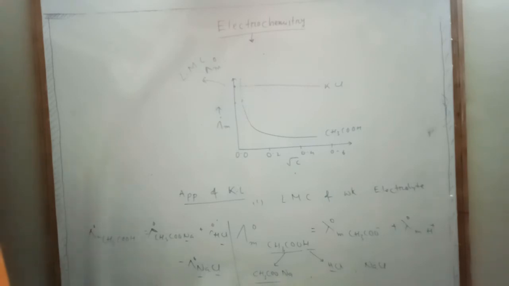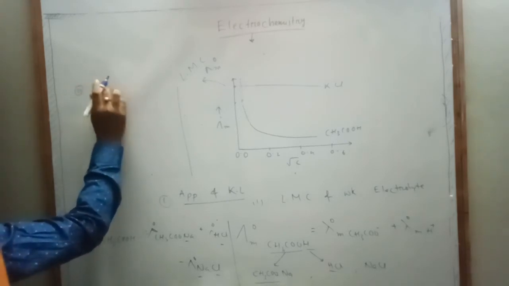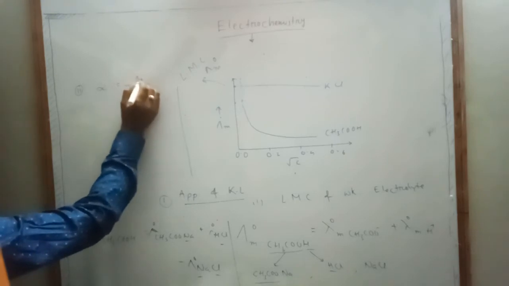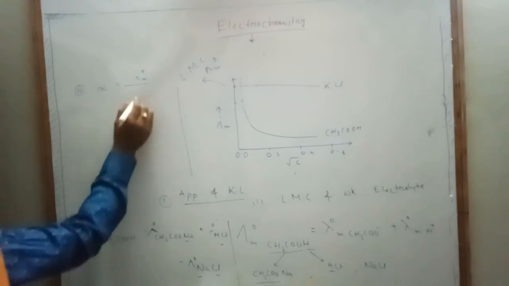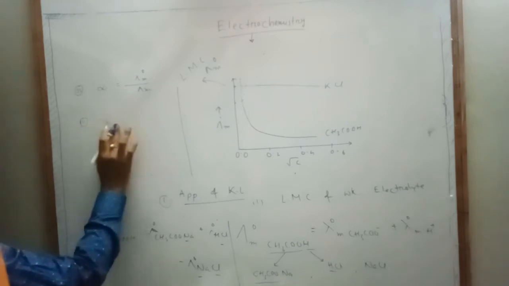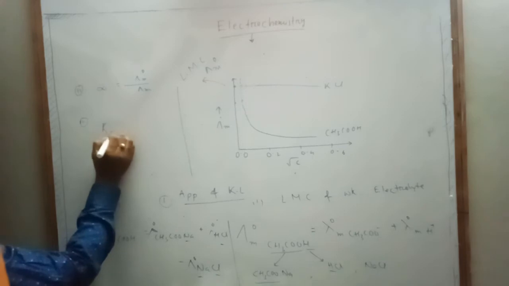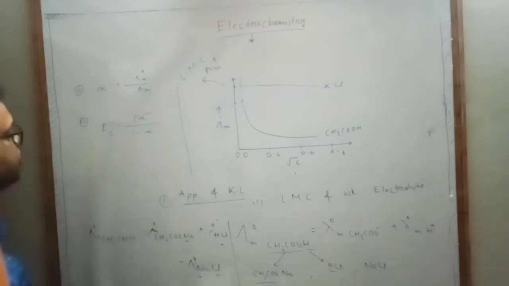So students, we have learned the application of Kohlrausch's law. There are two more applications of Kohlrausch's law. This is the first one. The second one is that the degree of dissociation alpha is equal to the molar conductivity divided by the limiting molar conductivity. Another use is to find Kc. Kc is equal to C alpha square by 1 minus alpha. So by applying Kohlrausch's law, we can find these things.